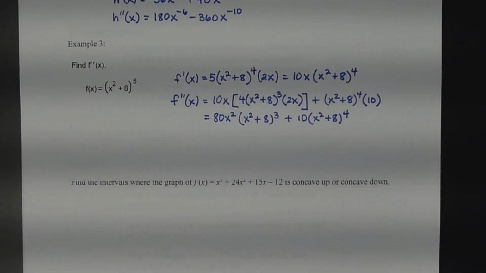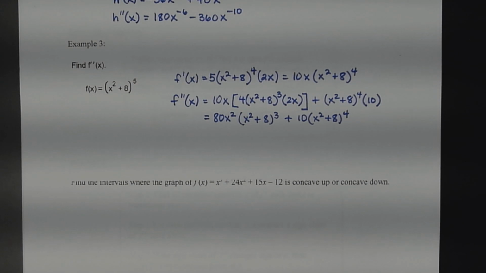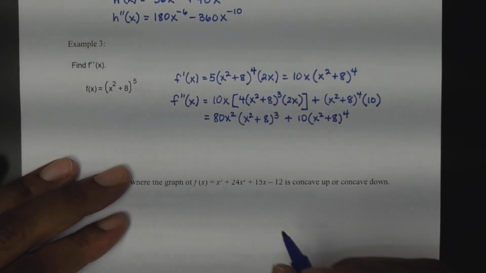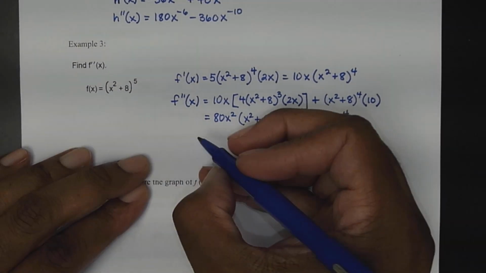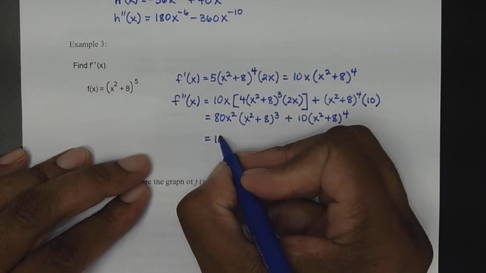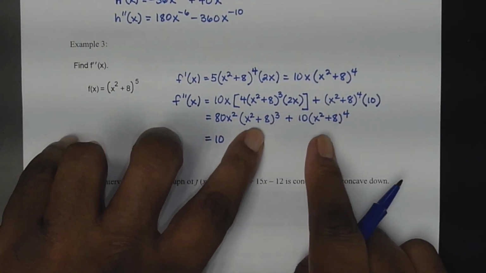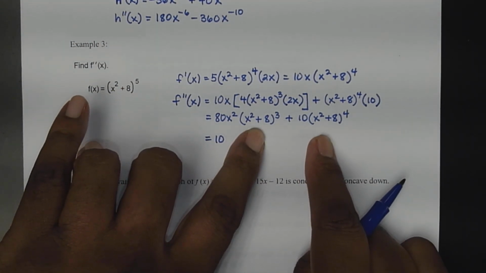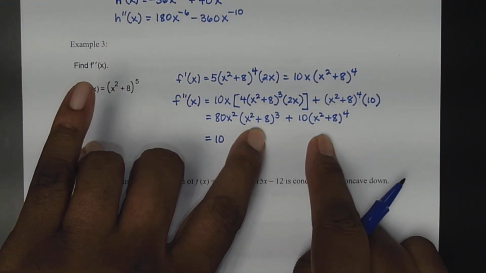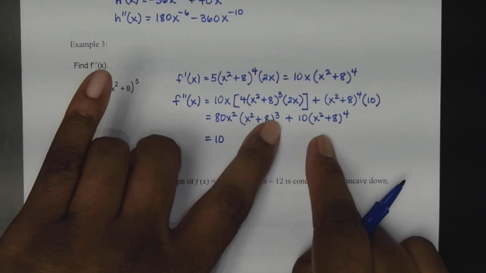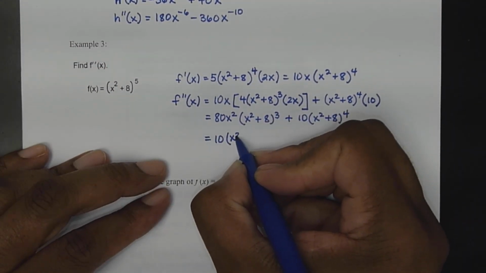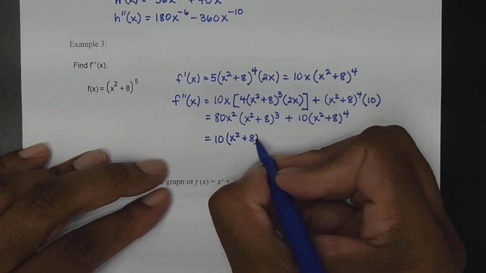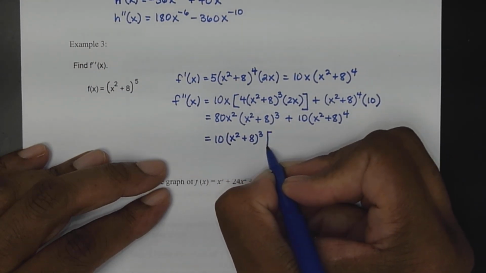That 80x squared and the 10, these two have a common factor of 10, so I can factor out the 10. I also can factor out x squared plus 8, but I have to factor out the one with the smallest exponent, and this one has the smallest exponent of 3. So that means x squared plus 8 quantity cubed can be factored out as well.